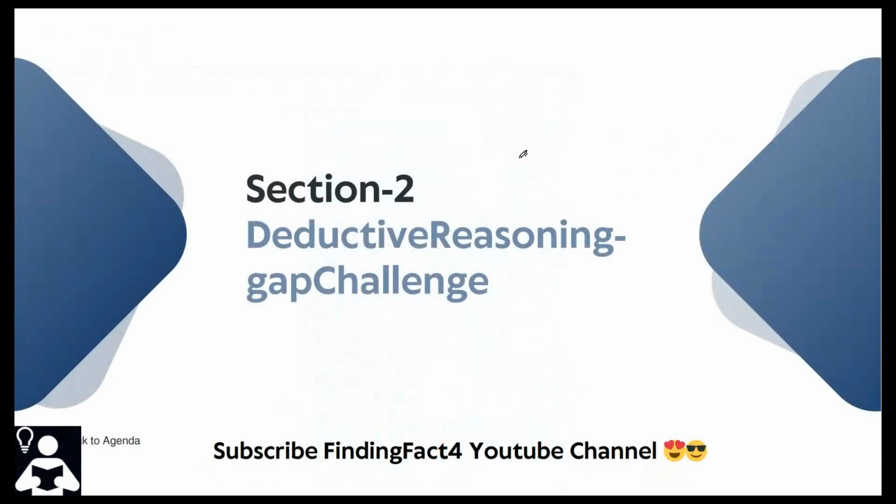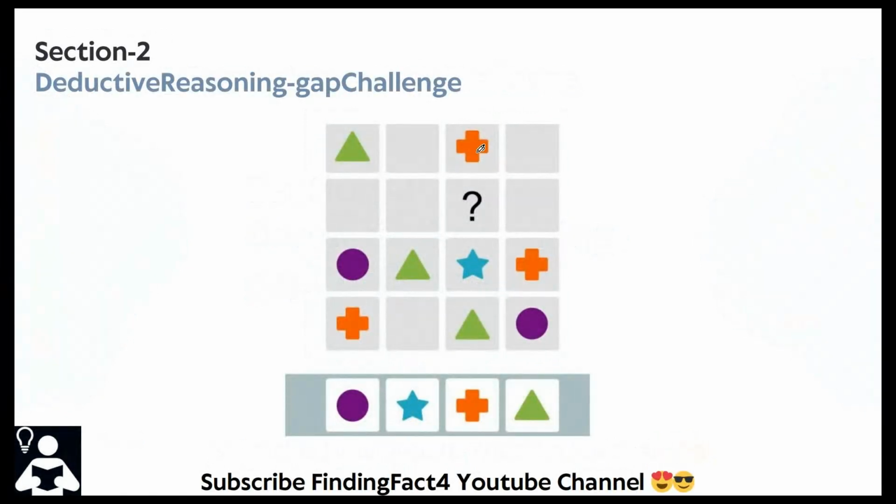This is deductive reasoning, and the second section is the deductive reasoning gap challenge. Gap, don't just get worried by looking at it. It is a much easier one, similar to the Sudoku challenge. You need to find the one that is missing over here.